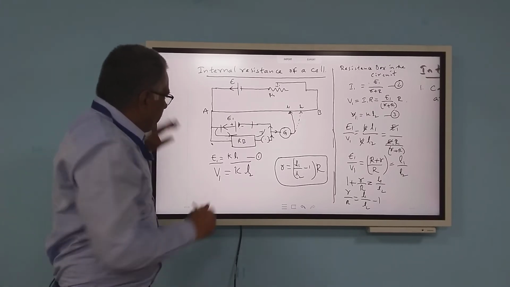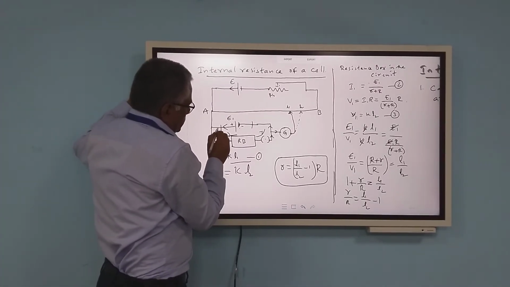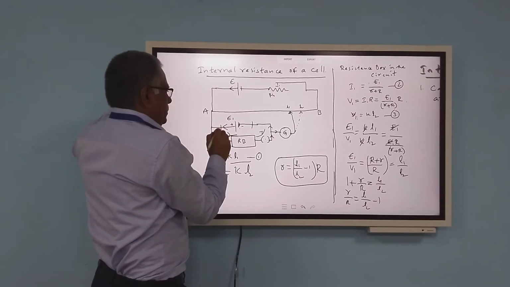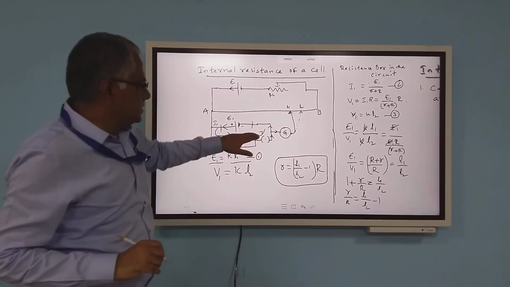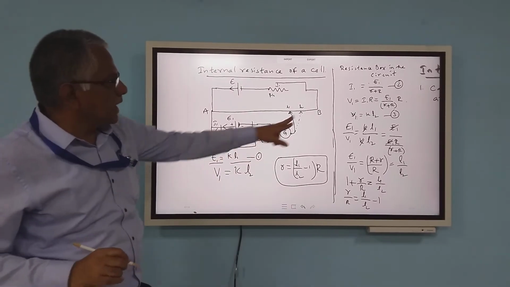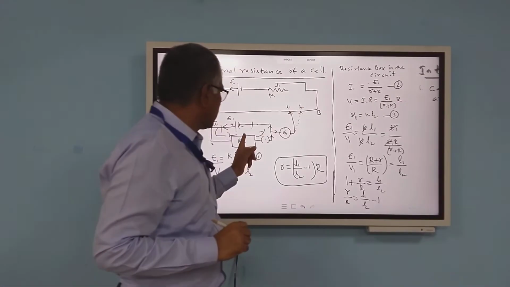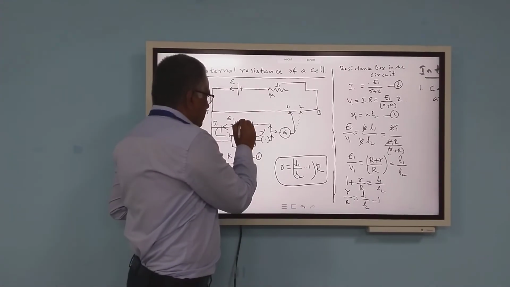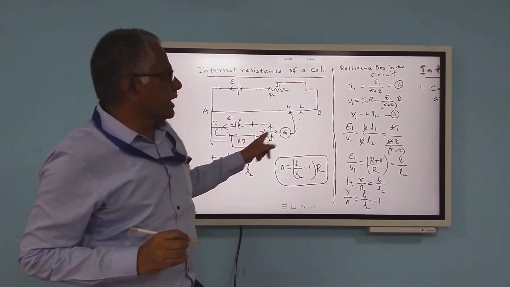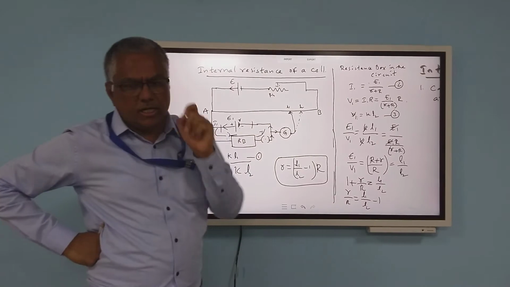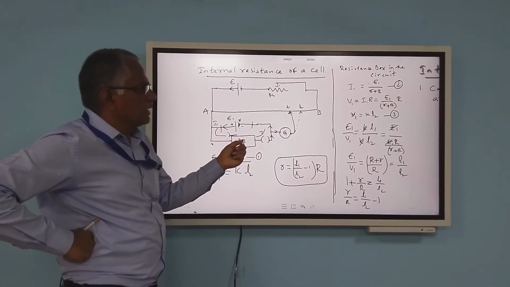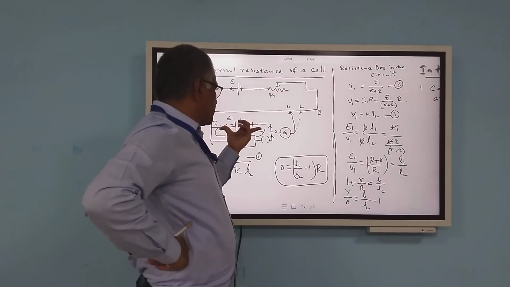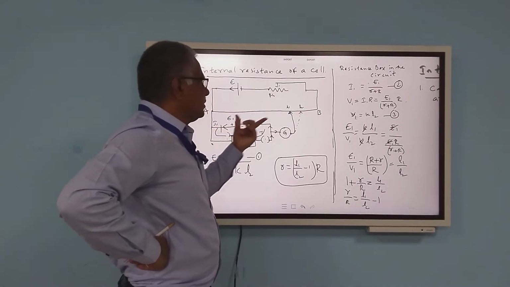Here, this is the current I1 with E1 passing in this circuit. I1 is equal to E1 by (r, the internal resistance of the cell, plus capital R). We are finding the internal resistance of this cell, therefore r plus capital R. Then V1 is the potential difference across this one, V1 is equal to I1 into R.